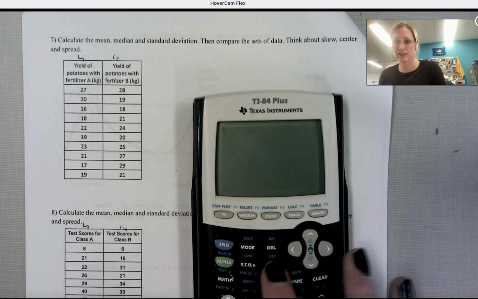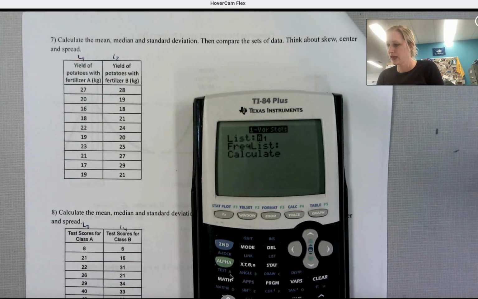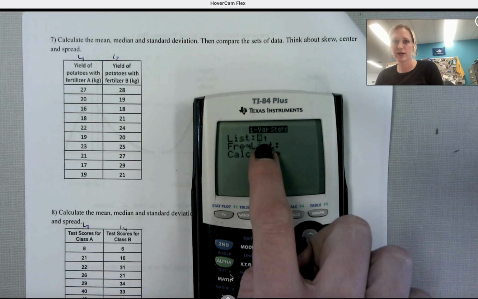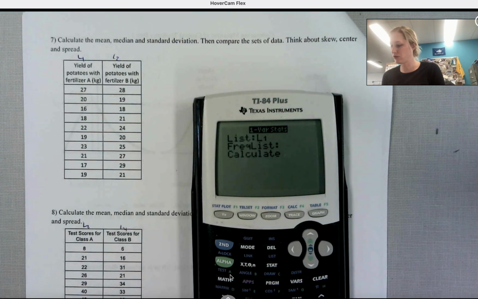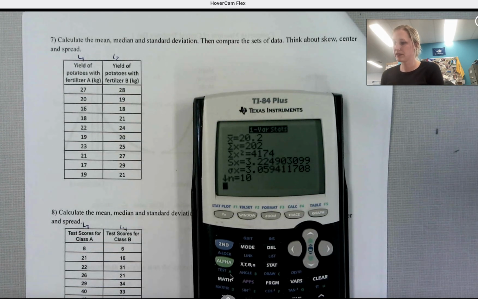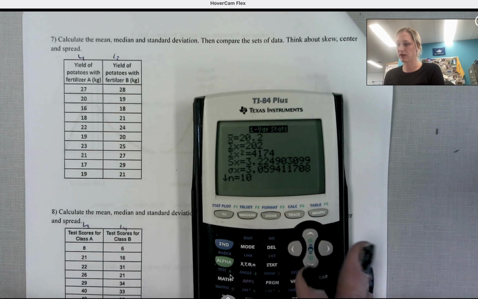So remember to get there, we get Stat, and then I'm going to arrow over to Calc and hit Enter. And I just want to make sure this says L1 right here because I want to know for this list. So when I switch to L2, I'll change that to L2. So I'm going to scroll down to Calculate, hit Enter. Okay, so the different pieces they want are mean, median, standard deviation. So I'm going to scroll through the list and get what I need.